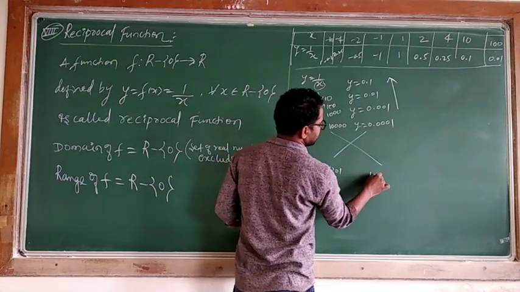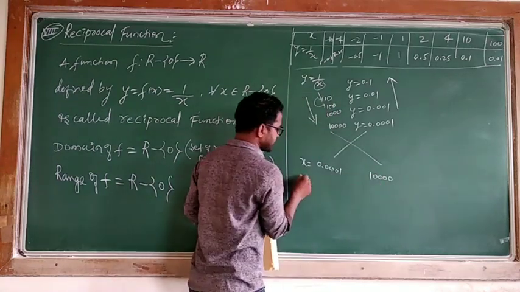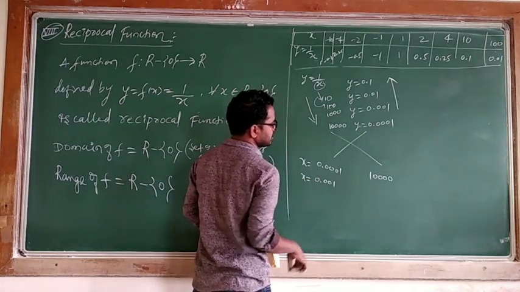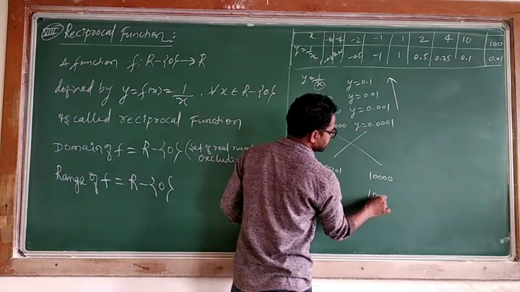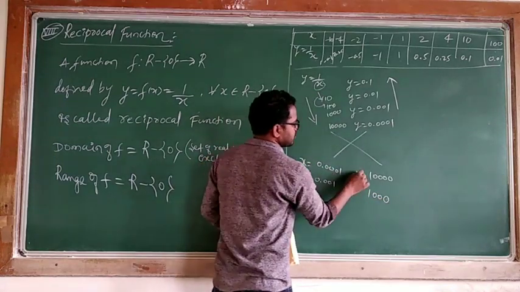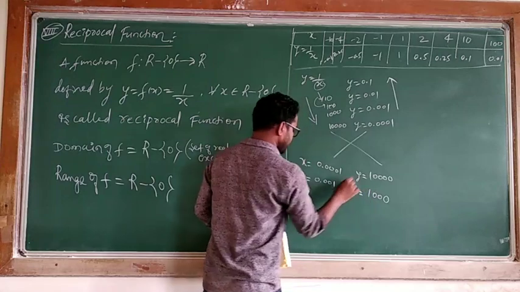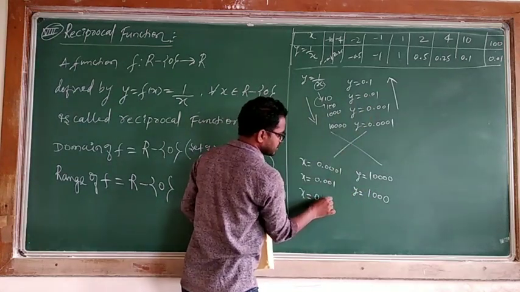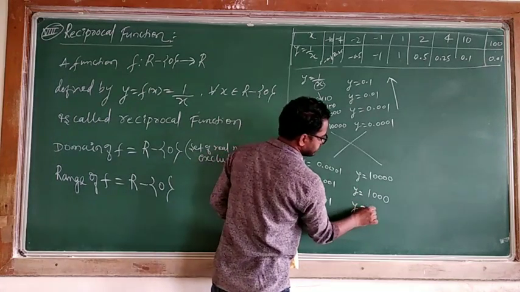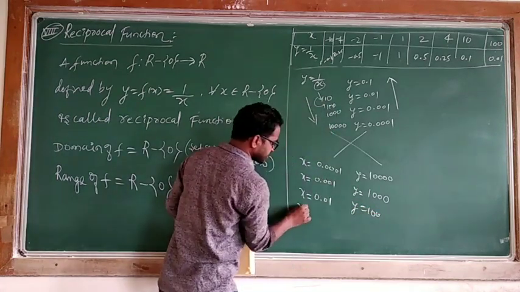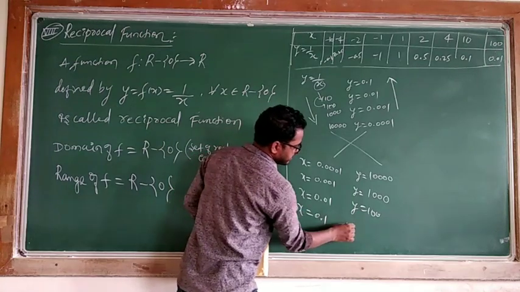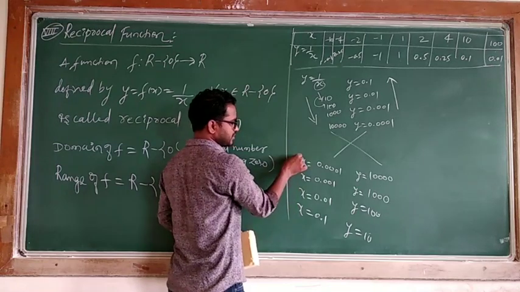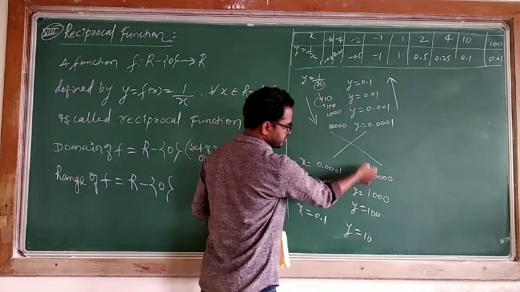Now if I take x values the other way, if I take 0.001, what will I get? 1000. Is it? Those are the y values. When x is 0.01, the y value I will get is 100. When x is 0.1, the y value I will get is 10. Here I am taking a very small number, and I am getting a very big number.